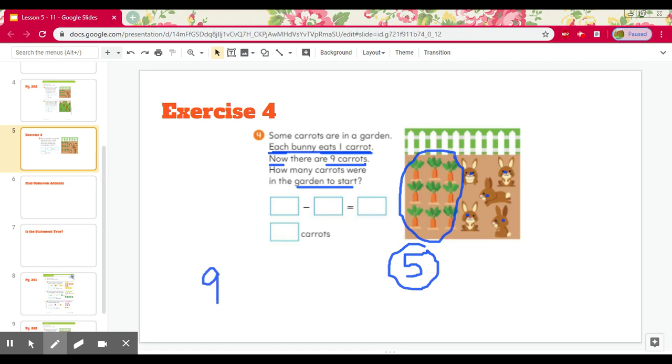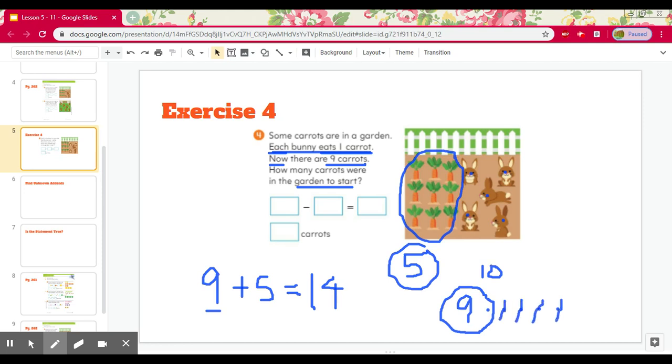That's right, we can add 9 plus 5. Now we can count on from 9 to add the 5. Let's try that. 9, 10, 11, 12, 13, 14. Or we can also make a 10. If we have the 9 written out, we draw 5 dots for the 5 partner. 9 plus 1 equals 10. How many dots are left over? 1, 2, 3, 4. 10 plus 4 equals 14.